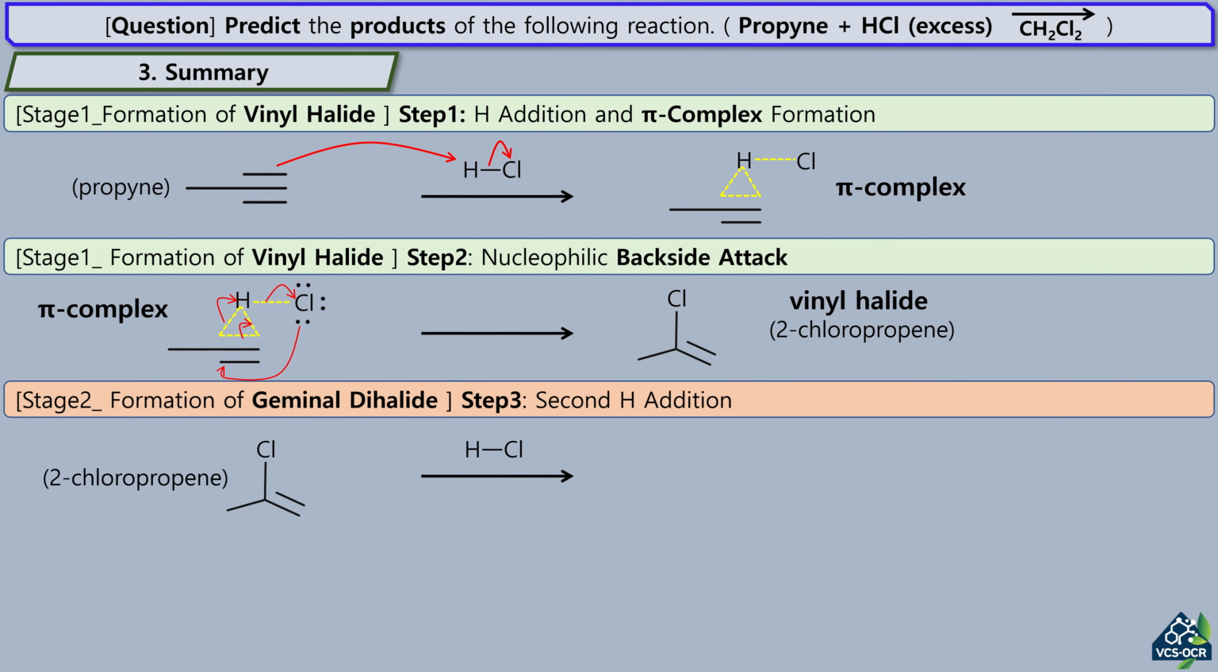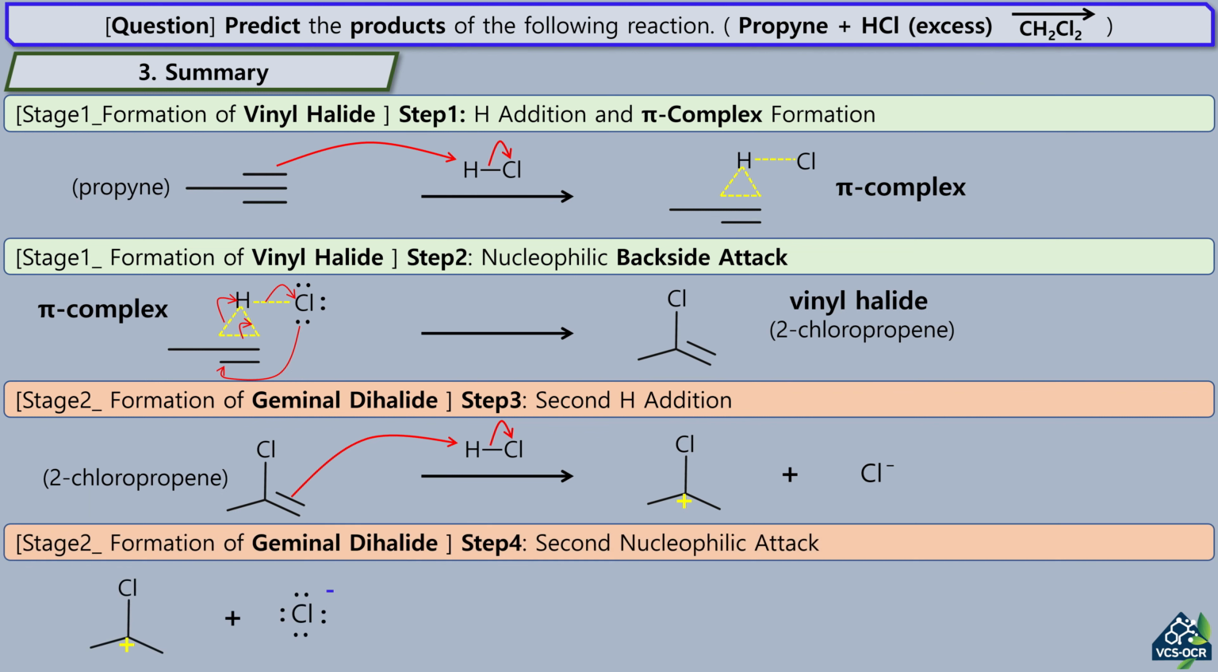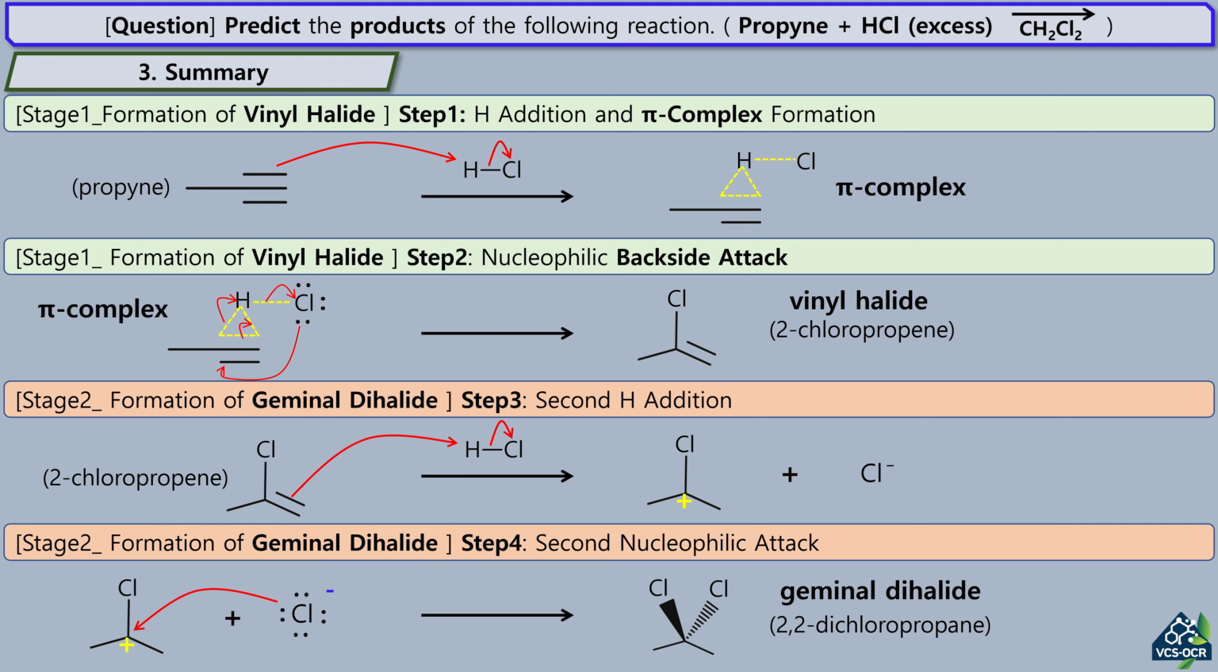Stage 2. Formation of geminal dihalide. Step 3. Second H addition. The pi electrons of 2-chloropropene protonate the hydrogen of HCl, forming a transient, ion pair-like cationic intermediate. Step 4. Second nucleophilic attack. The formed cation is swiftly captured by Cl-, either internally or externally, ultimately producing 2,2-dichloropropane.